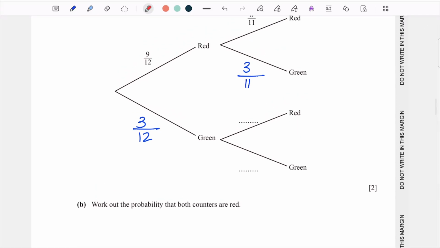In the second part, 3 divided by 12. If green is taken, so no red is taken. So the total red counters were 9. 1 is taken, so 12 will reduce by 1. So the total will be 11. If one green counter has been taken, 3 will become 2. 2 divided by the total, that is now 11.